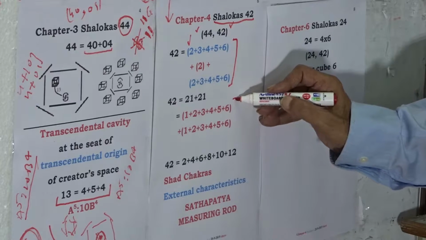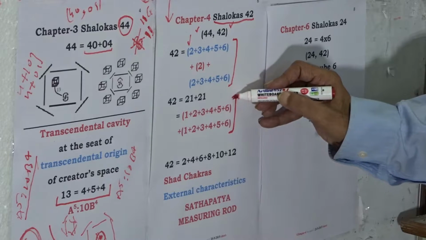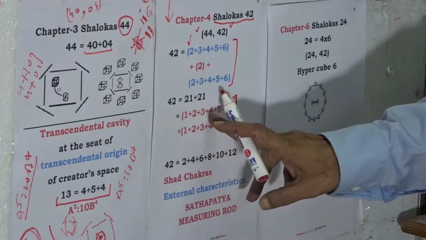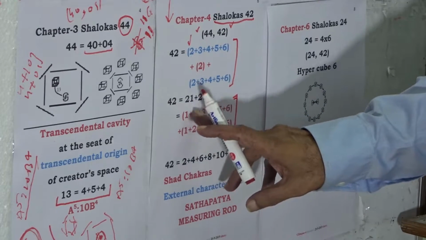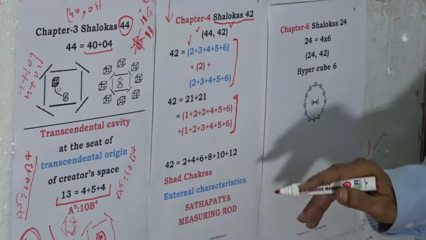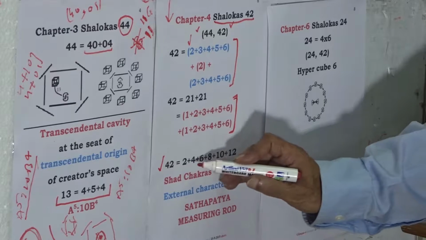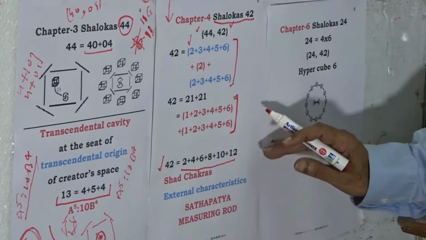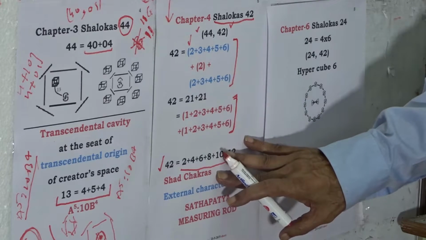It is going to be parallel to the format of elongation along the format of Sthapatya measuring rod synthesized by hypercubes 1 to 6, leading to a format of artifices with values 1 to 6. Still further, we know that value 42 accepts an organization 2 plus 4 plus 6 plus 8 plus 10 plus 12, which is parallel to the external characteristics of the Shad Chakras format.